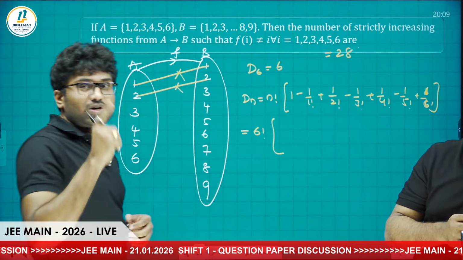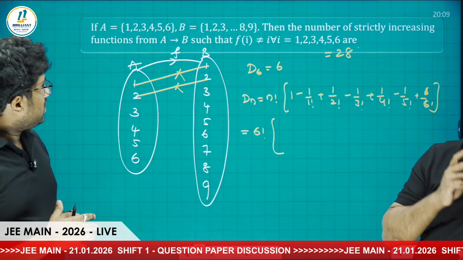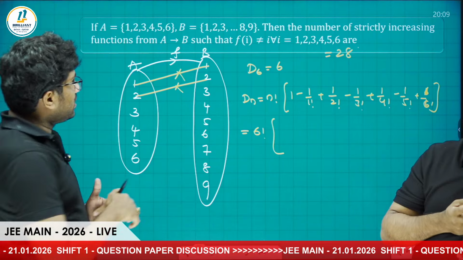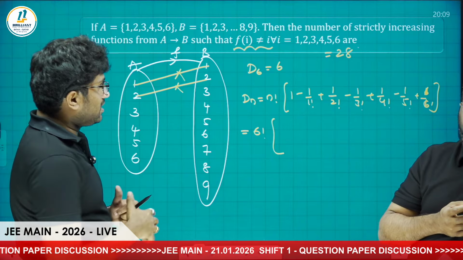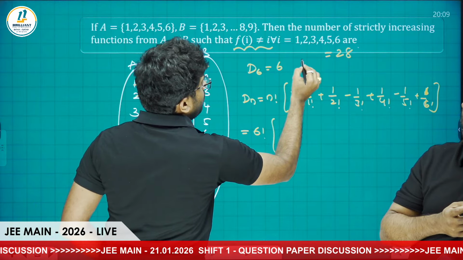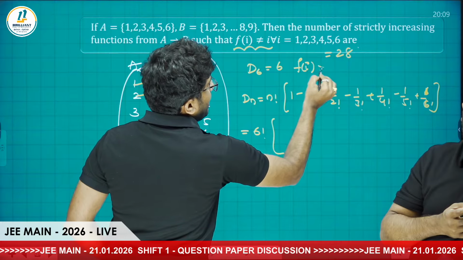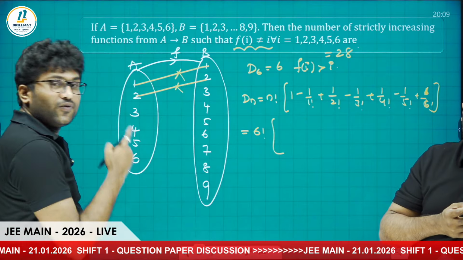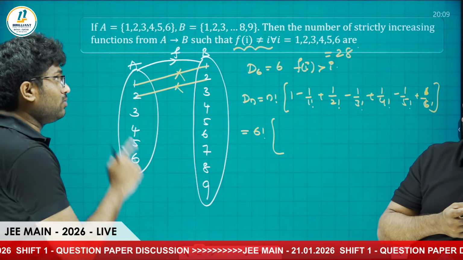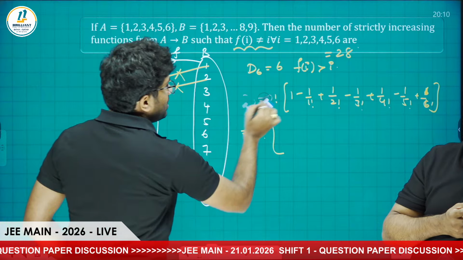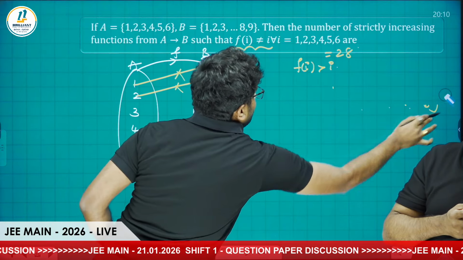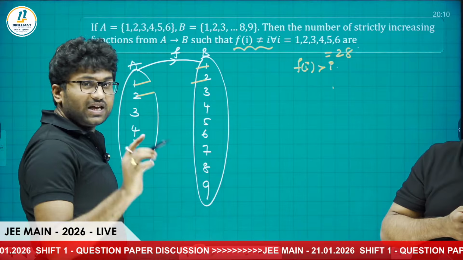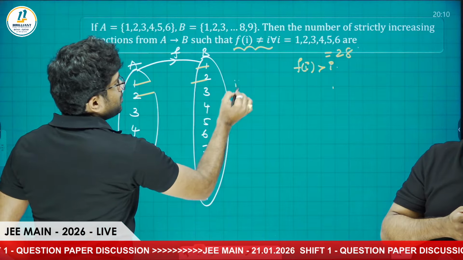In the same shift, there was one more question. f of i not equal to i is one particular set. In another set, we also have f of i greater than i, which is again one more question. Now for that question, let's split case-wise.